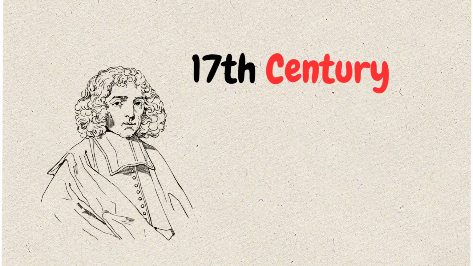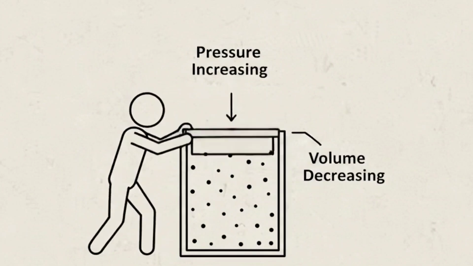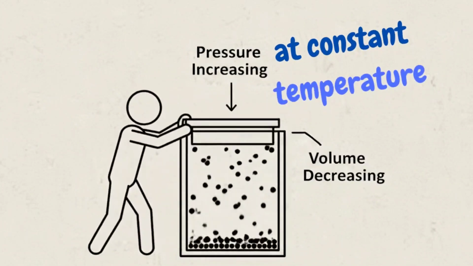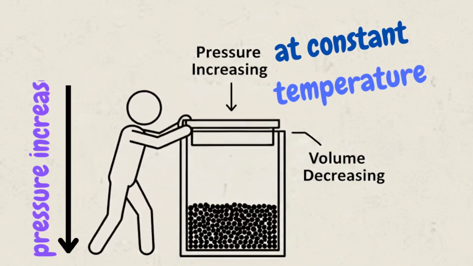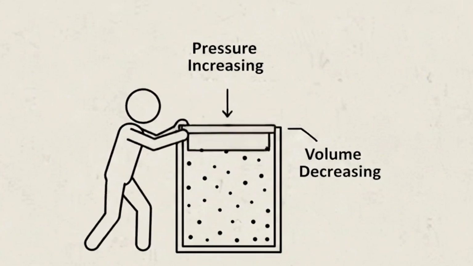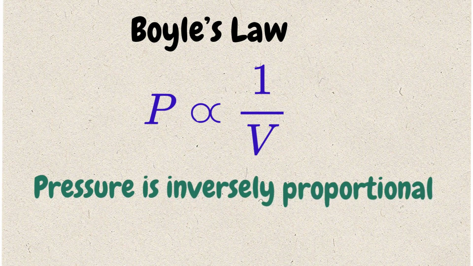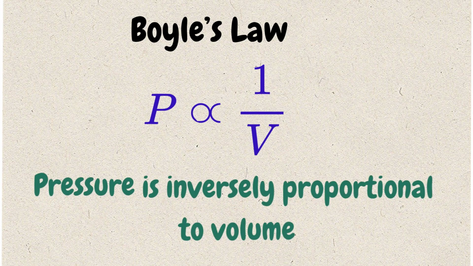In the 17th century, scientist Robert Boyle studied how pressure and volume are related. He found that when the temperature stays constant, increasing the pressure of a gas decreases its volume. In other words, pressure is inversely proportional to volume.